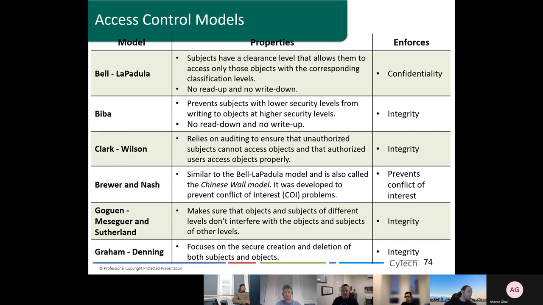After Bell-LaPadula and Biba, we want to make money. If we lose some money here, make some money there, that's not an issue. That's not a life or death situation. Make sense? I hope this will help you remember this too.